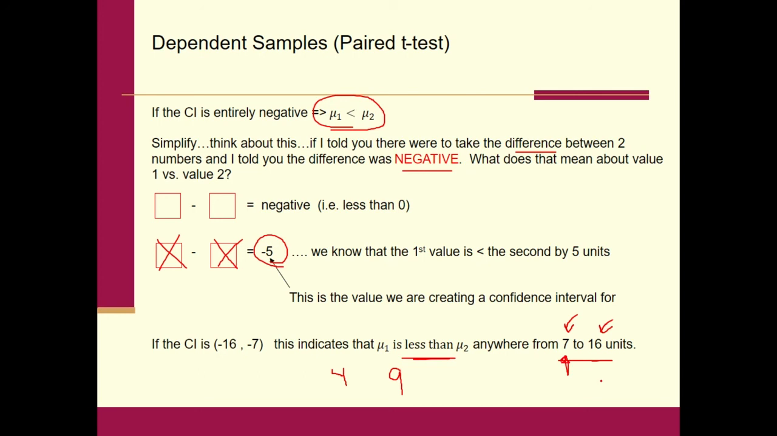But the key here is that if you had an entirely negative confidence interval in this section or the following section, that's telling us something very specific. What is it telling us? Specifically, it's telling us that mu1 is less than mu2, anywhere from this range of values.